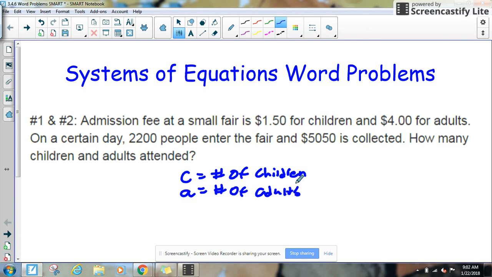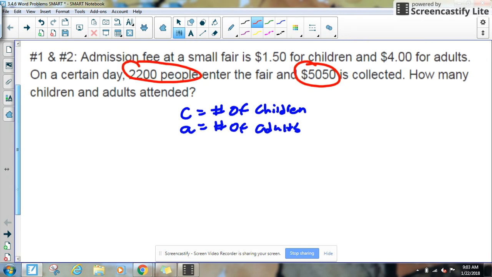Okay? So when you're building equations for a word problem, you have to kind of understand what to build. In this problem, we're dealing with two things here. We're dealing with a total number of people who entered the park and total number of money collected. So one of the equations is going to deal with the total number of people that attended the park, and the second equation is going to deal with the money.